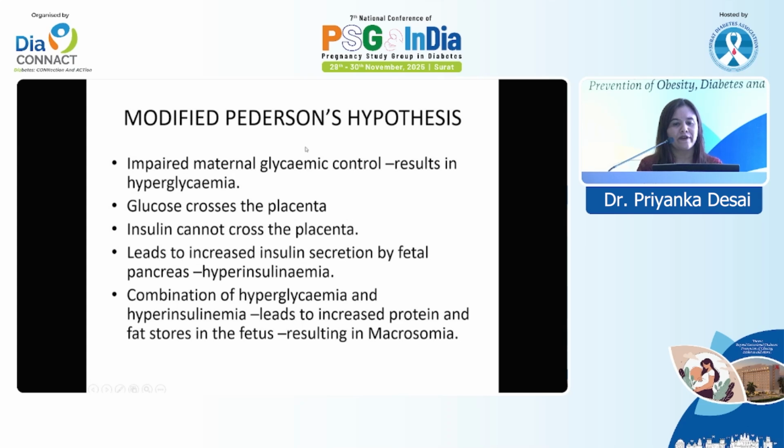So what is the modified Pedersen's hypothesis? It states that impaired maternal glycemic control results in hyperglycemia. Glucose crosses the placenta. However, insulin cannot cross. So that leads to increased insulin secretion by the fetal pancreas, causing hyperinsulinemia. So the combination of hyperglycemia and hyperinsulinemia leads to increased protein and fat stores in the fetus. So this results in macrosomia.